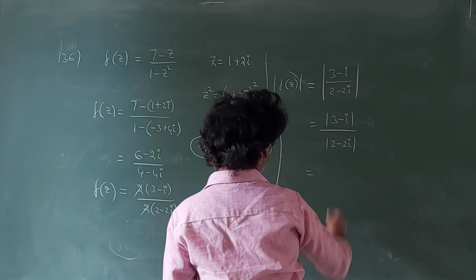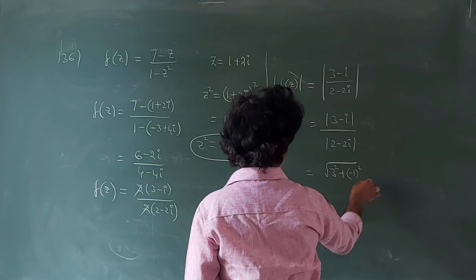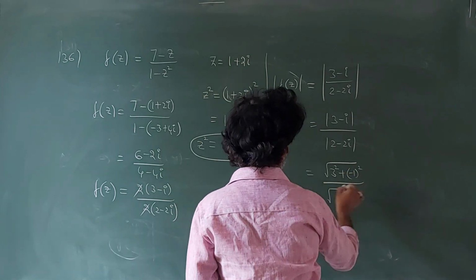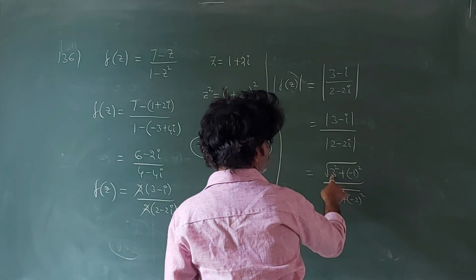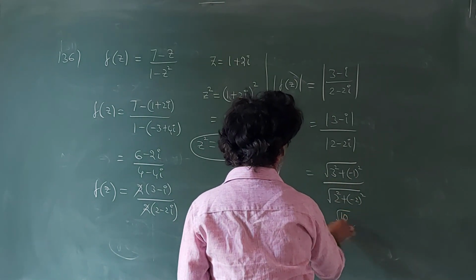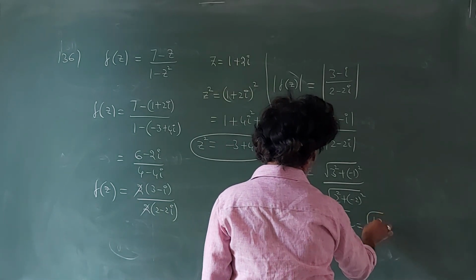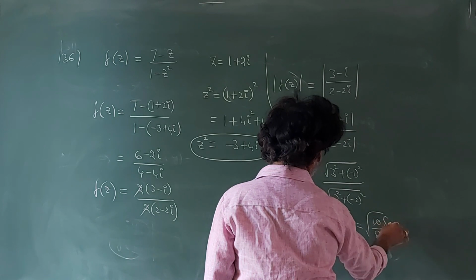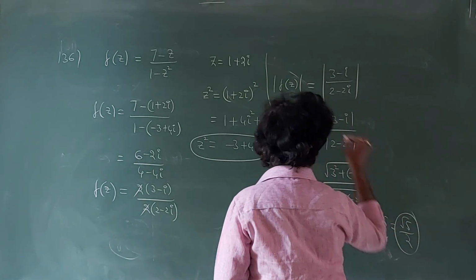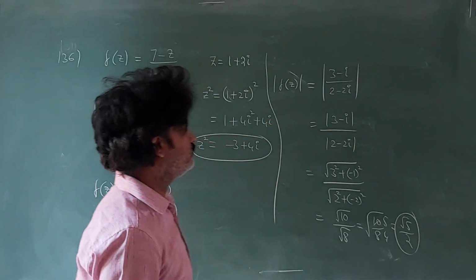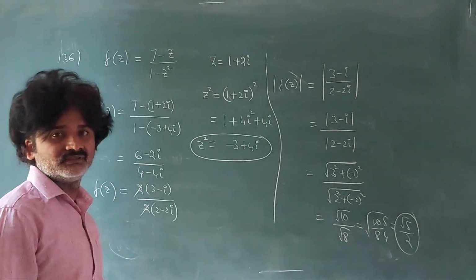So mod of 3 minus i is root of 3 square plus (minus 1) whole square. In the denominator, root of 2 square plus (minus 2) whole square. This is root of 9 plus 1, which is root 10, over root of 4 plus 4, which is root 8. Root of 10 by root 8, cancel with 2, gives 5 by 4, or root of 5 by 4. So hence the mod of f(z) is how much? Root 5 by 2.